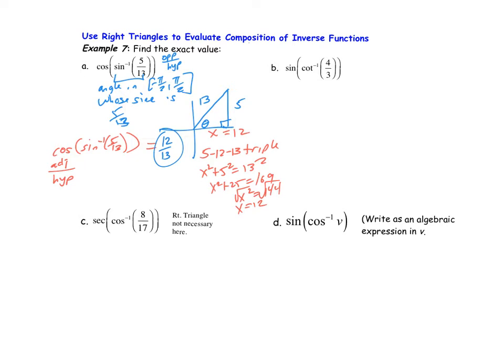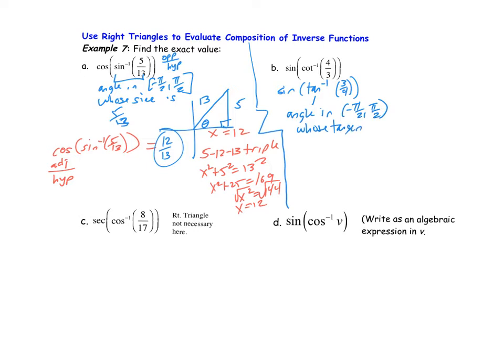For the next problem, we have sine of cotangent inverse of 4/3. I prefer to work with tangent inverse, so we can do tangent inverse of 3/4. You can work with cotangent if you want. So tangent inverse of 3/4 is an angle in the interval negative pi over 2 to pi over 2, excluding the endpoints, whose tangent is 4/3. And remember, tangent is opposite over adjacent.